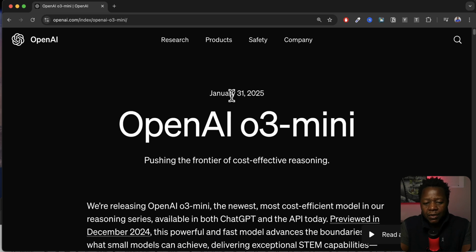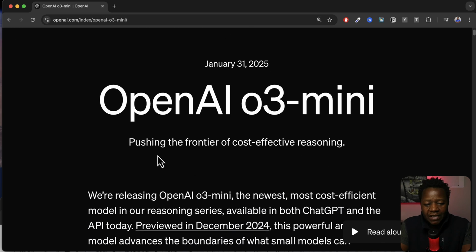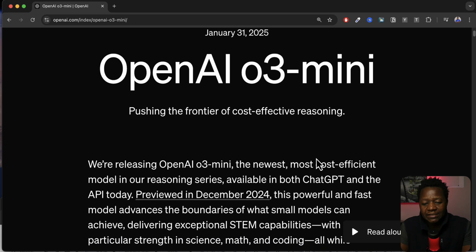But I digress. Let's take a look at O3 mini and see what this is all about. You can see here January 31st, 2025. This is when this model was released. It says here, pushing the frontier of cost-effective reasoning. And I love this, cost-effective. It's very clever because it implies that it's cheaper, which it is. And actually, I will tell you in a little bit that it is actually free.